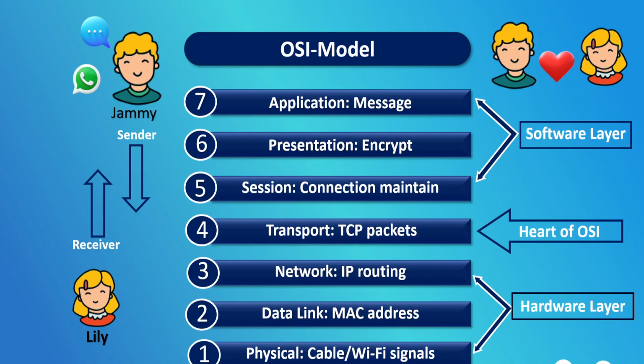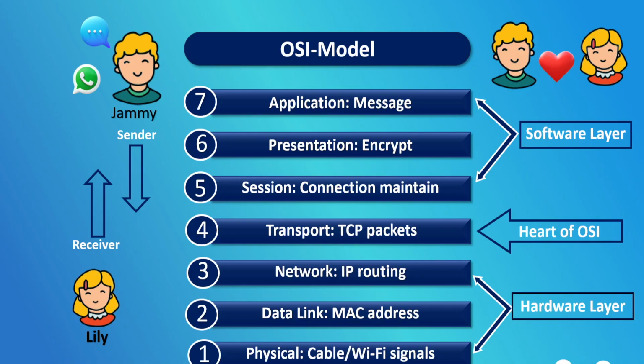Now the same steps have to repeat for Lily, because the sender is Jamie and the receiver is Lily. Now Lily doesn't know that message. Lily doesn't know the low level language. Lily doesn't know the binary number. Lily's device doesn't know. Now the data is coming to Lily's device, and the reverse process will happen.